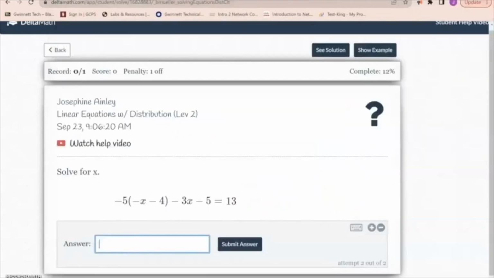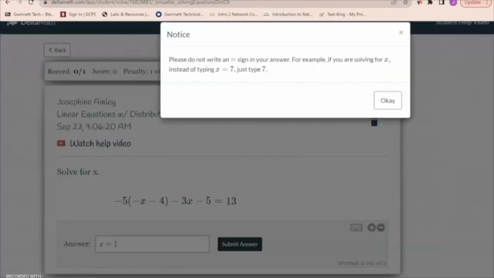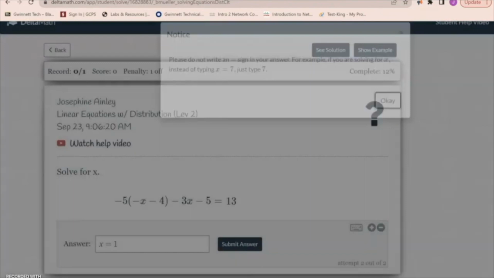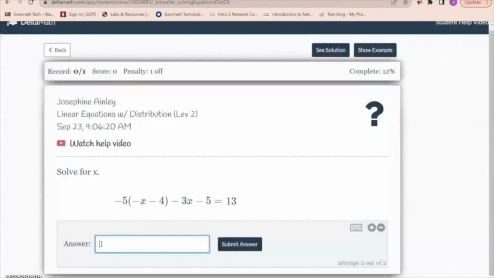So x equals 1. So if I try to type in x equals 1, it tells me, oh, don't do that, just type in the number. Okay, cool. So I come back here and I just type in the number.